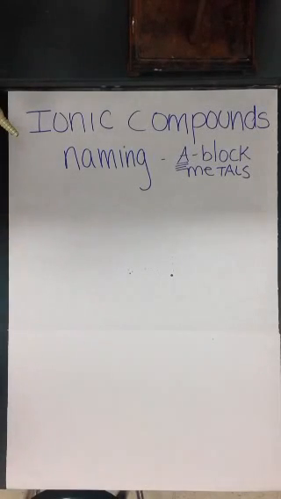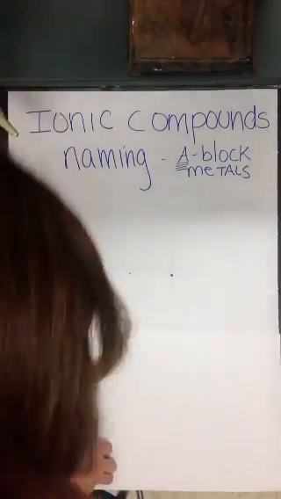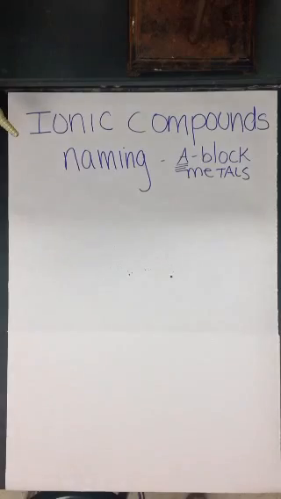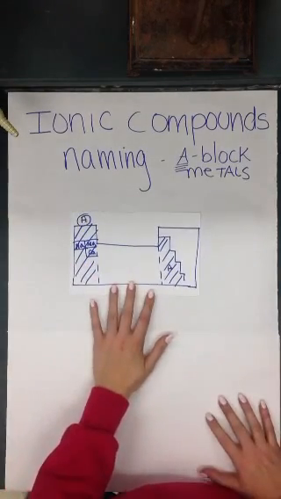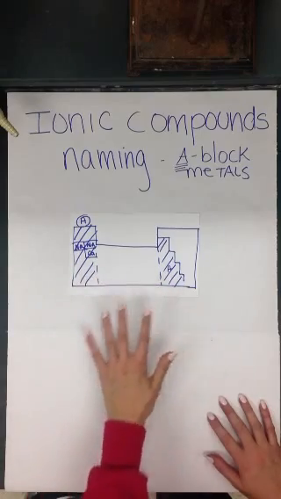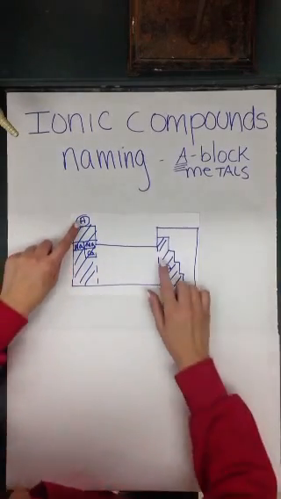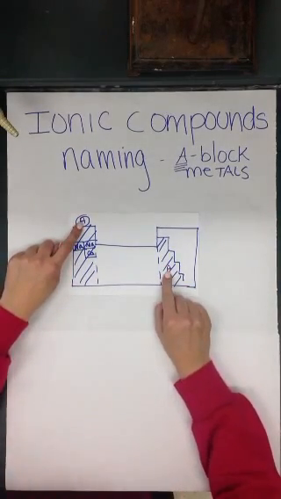This is going to be a tutorial about ionic compounds, naming them, and specifically we're going to be talking about the A block metals. So what are the A block metals? Well, let's take a look here at our periodic table. If you notice, I've colored in a section of our periodic table and I labeled it A. These are called our A block metals.